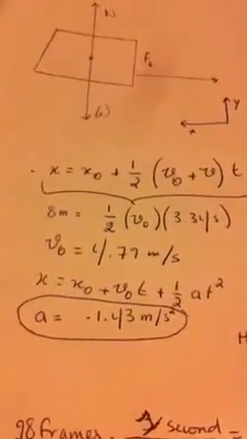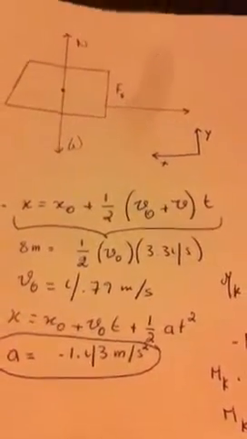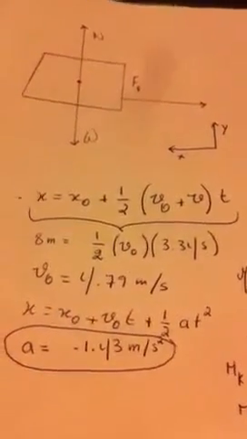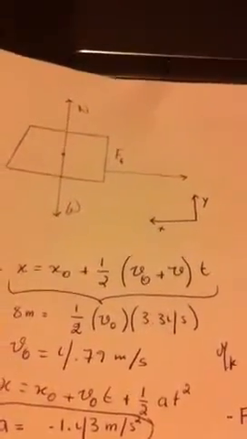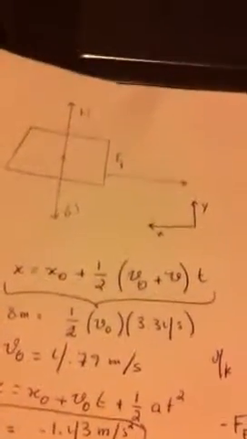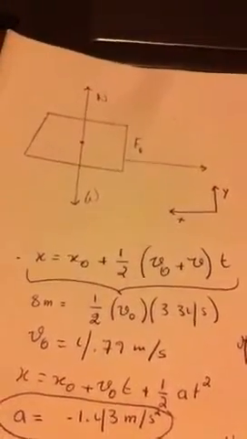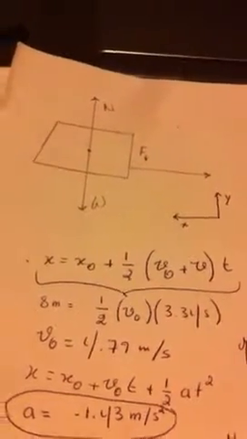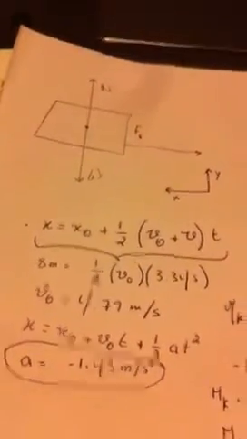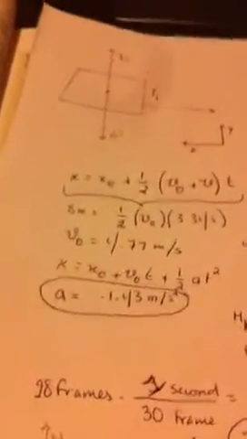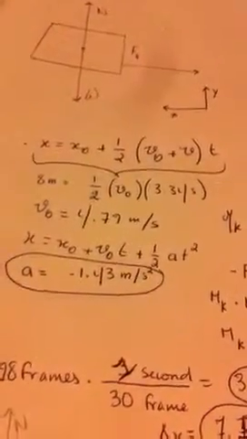First, we figure out the initial velocity, and we use our equation of motion here: x equals x initial plus 1/2 times v initial plus v final times time. In this case, it's just going to be v initial, because we know that v final is just 0. We crunch the numbers and we get that the initial velocity is going to be 4.79 meters per second. Second step, we can plug this initial velocity into yet another equation to figure out the acceleration. In this case, it's just going to be negative 1.43 meters per second squared.